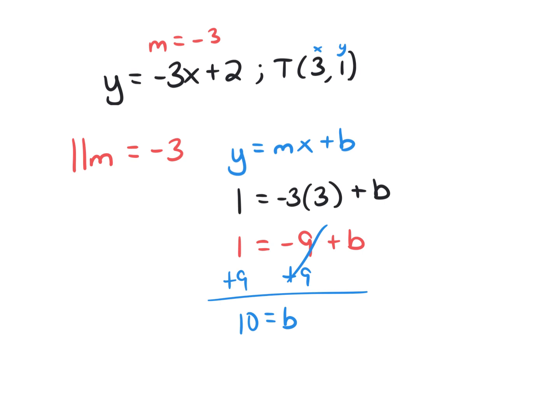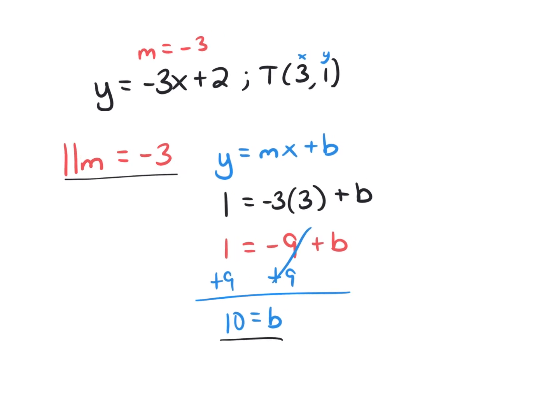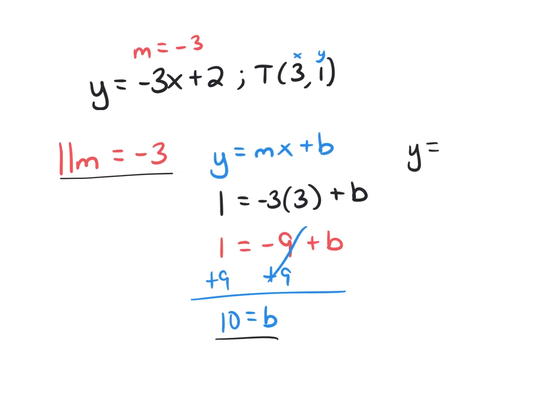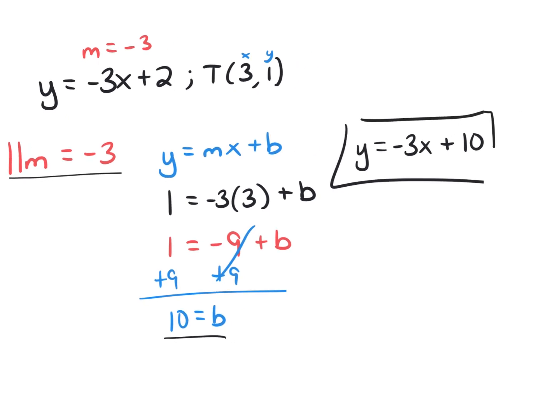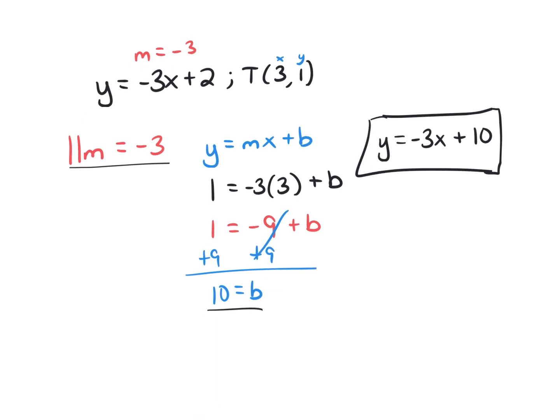Remember at the beginning of today, we talked about 2 important things that we need for the equation, and those were our m and our b. Once you have those 2 things, you can write your new equation. Okay, so this turns into y equals, what was our slope? -3x, and our b is 10. This is our parallel equation to the original line that goes through this point. Okay, so there's the parallel equation.